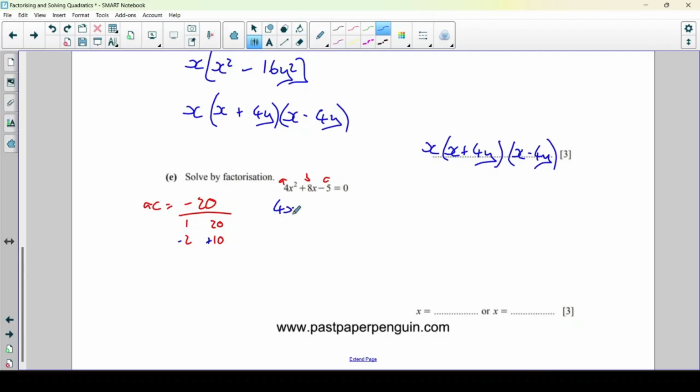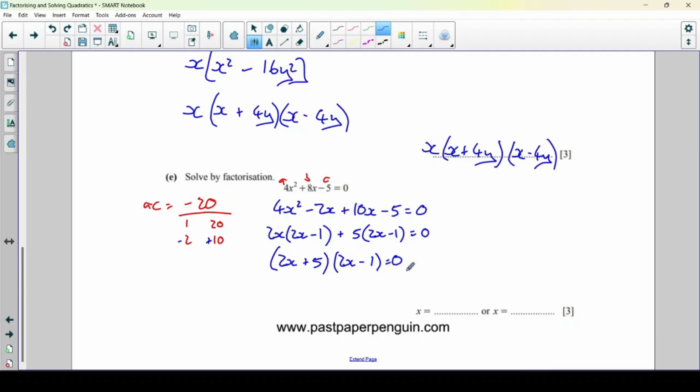Now let's use those to split the middle, so 4x squared minus 2x plus 10x minus 5 equals 0. Let's make 2 single brackets, so 2x(2x minus 1) plus 5(2x minus 1). So 2x plus 5 in one of the brackets and 2x minus 1 in the other.